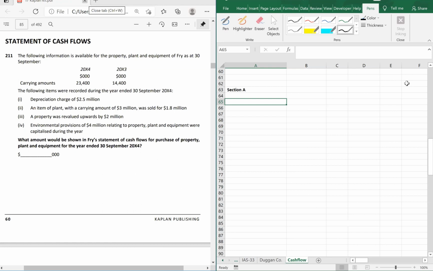For me personally, I'm talking about personal preference over here, the T account method is more convenient for me to get the answer.